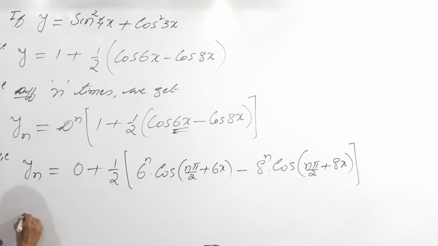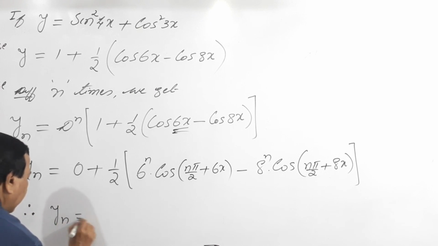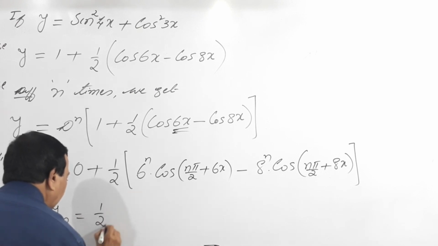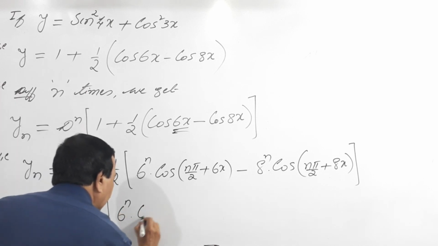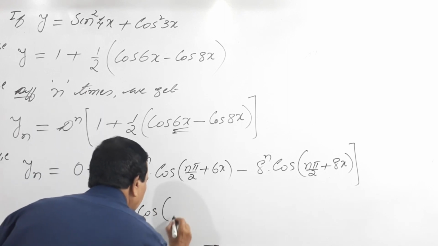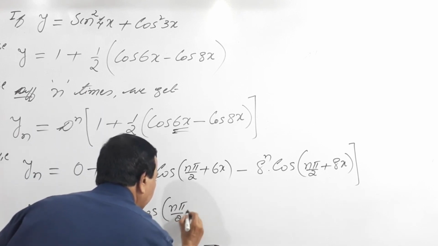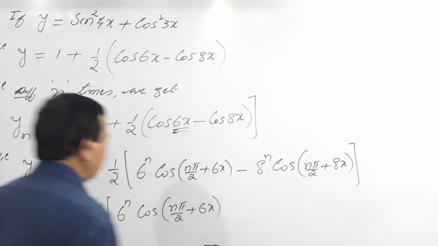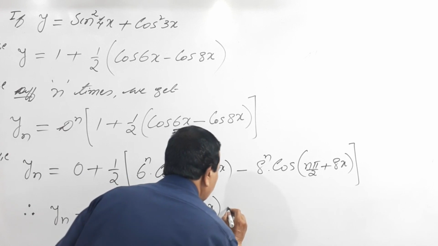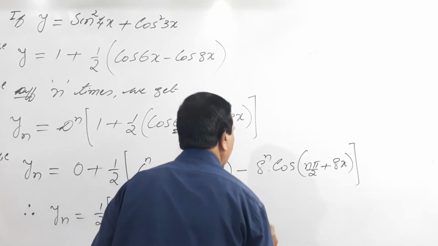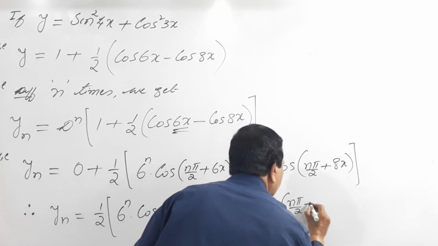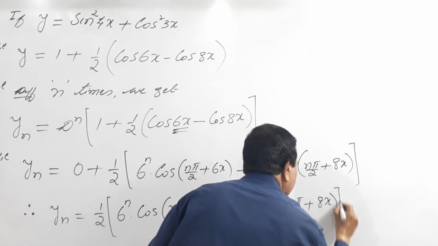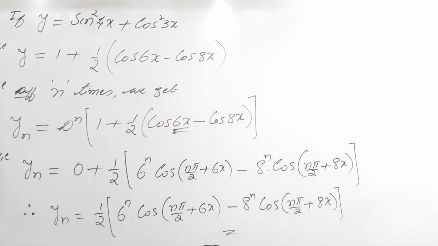Therefore yn will be half of 6 to the power of n cos of n pi by 2 plus 6x minus 8 to the power of n cos of n pi by 2 plus 8x. This is the required result.